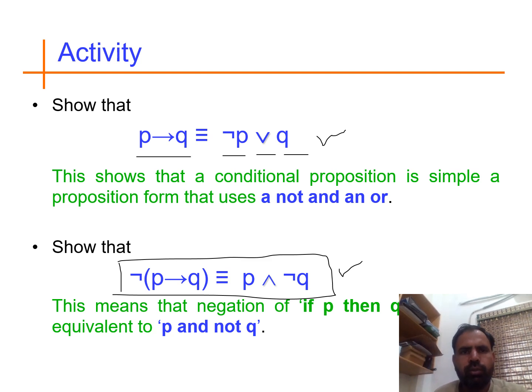This is the activity which shows that P implies Q is equivalent to negation of P or Q. This shows that a conditional proposition is simply a proposition form that uses a not and an or. We show that negation of P implies Q is P and negation Q. This means that negation of if P then Q is equivalent to P and not Q.